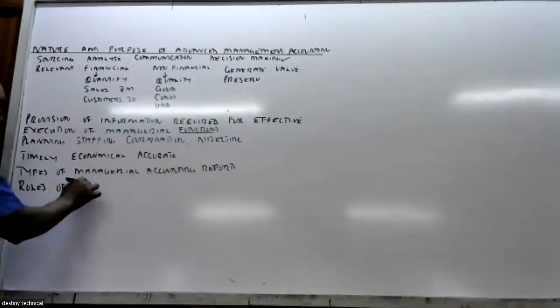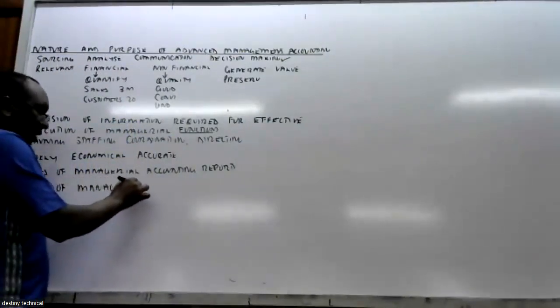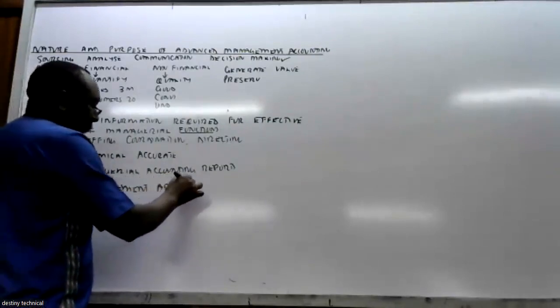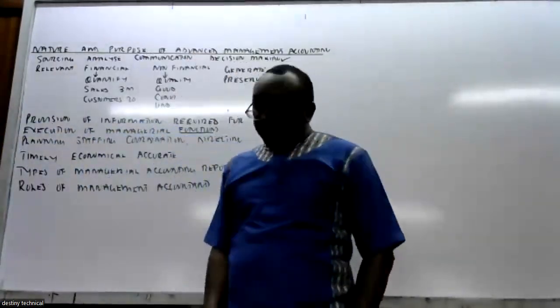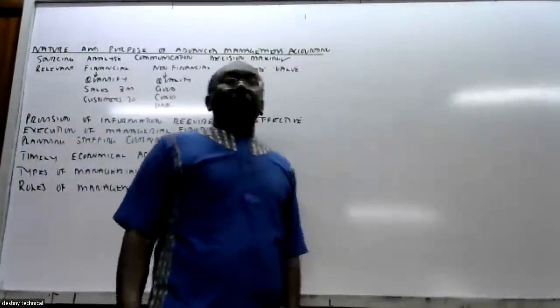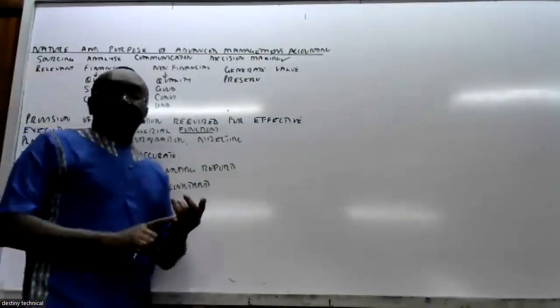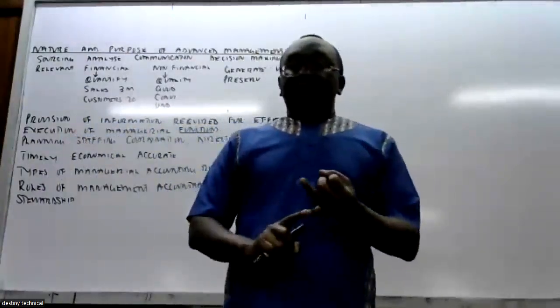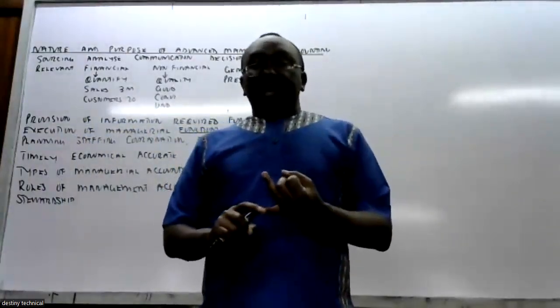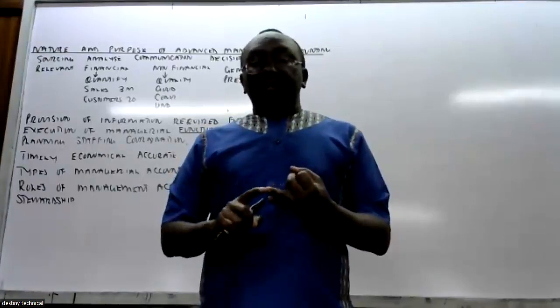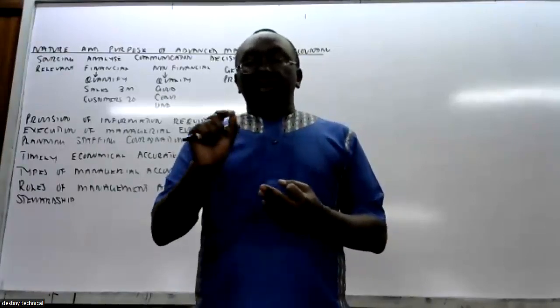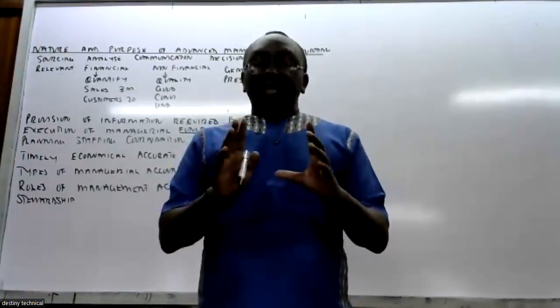The role of management accountants. If you are employed as a management accountant, what is it that we expect you to be doing? Number one, we expect what we call stewardship accounting. Now, when we talk about stewardship accounting, it comes from the narrative of a servant and a master. And the servant is the steward. And the steward is supposed to do their duties with a lot of honesty, with a lot of commitment, with a lot of faithfulness.